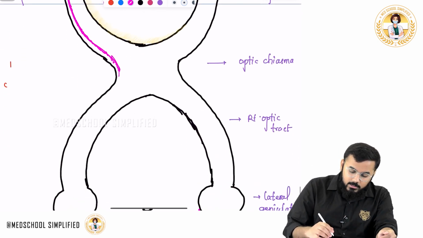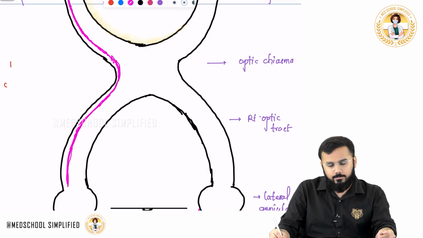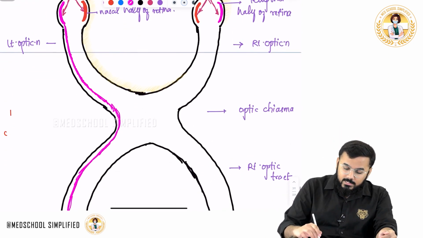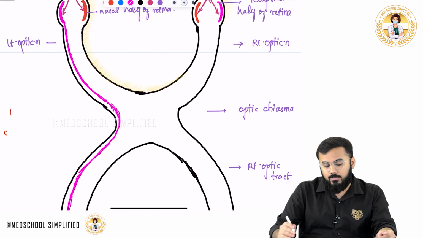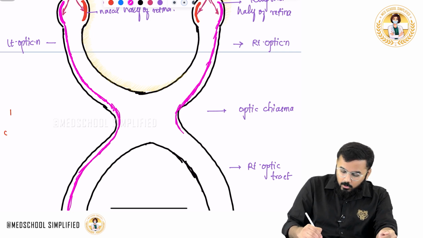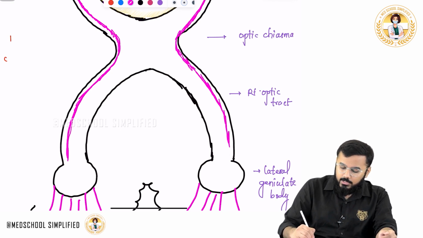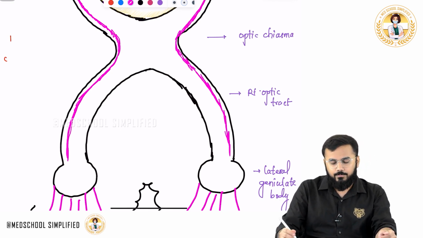Now these fibers, are they crossing to the opposite side or are they on the same side? You see, this group of fibers is on the same side. They are not crossing. In the same way, if you look at the temporal half of the retina on the right side, here also the fibers are coming down and they are ipsilateral. They are not crossing. They are not contralateral. They are on the same side.